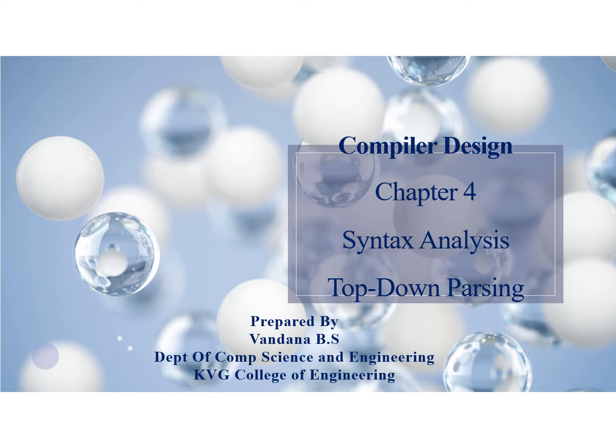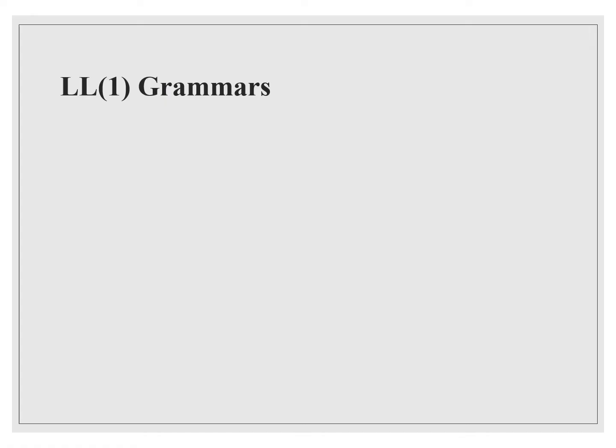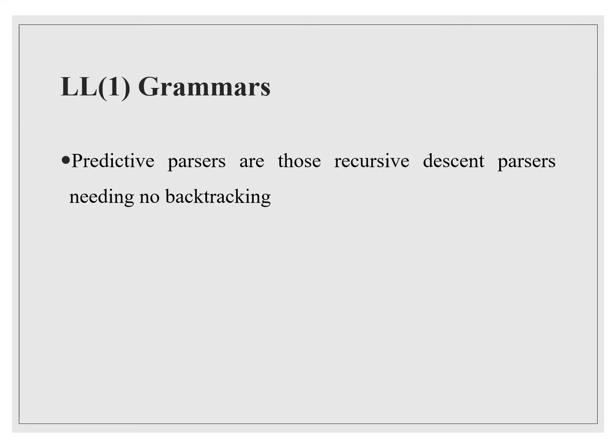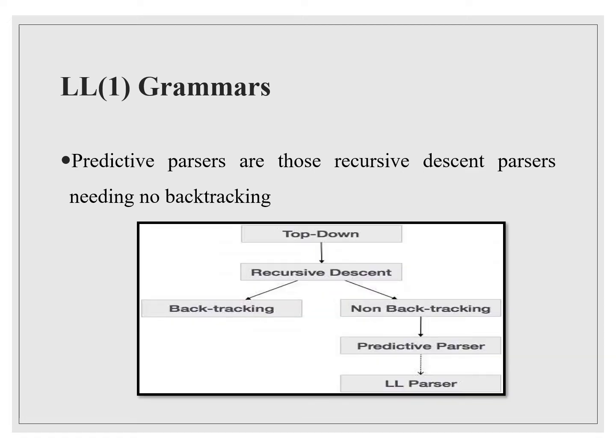In this video we're going to study the predictive parser. What is a predictive parser and how do we construct the predictive parser table? A predictive parser is also called a recursive descent parser needing no backtracking. This can be constructed for a class of grammars called LL1. So let us summarize the concept now.